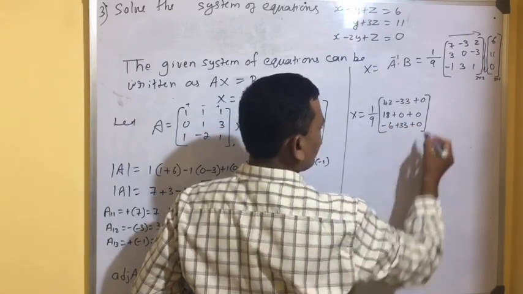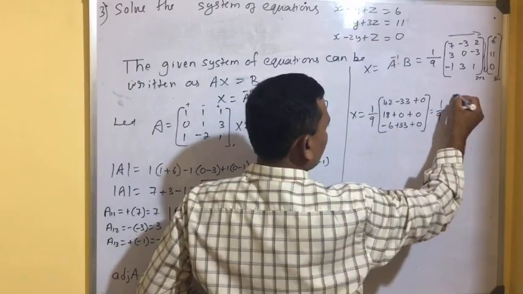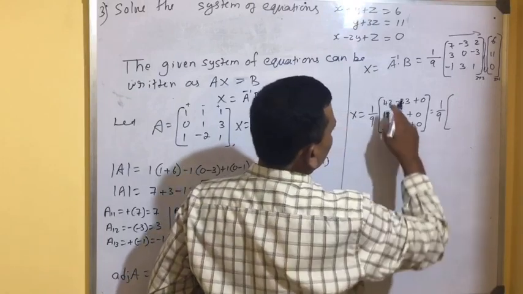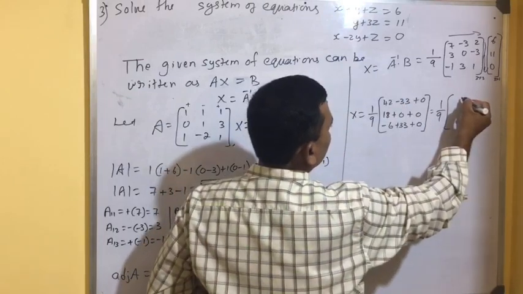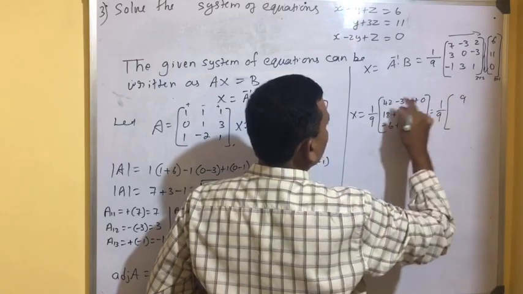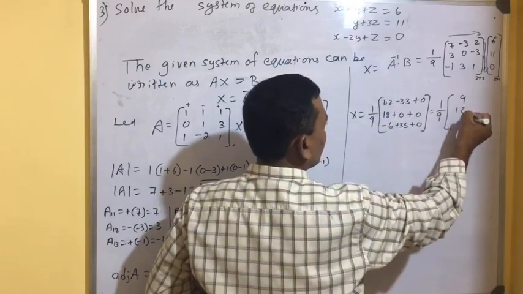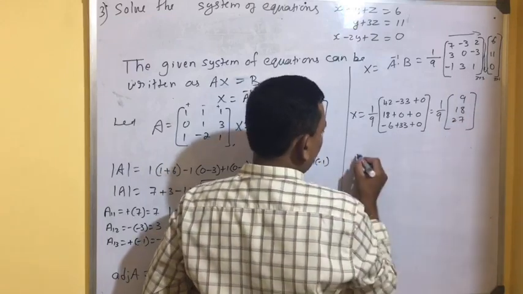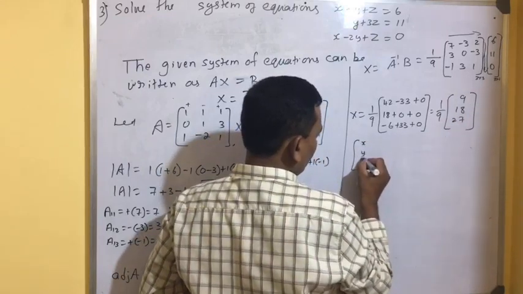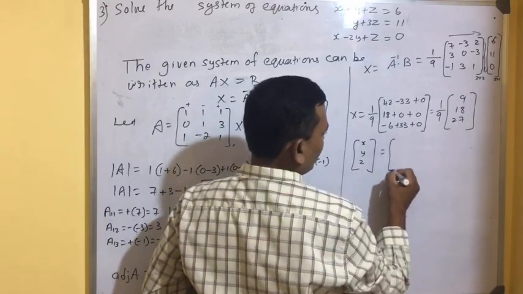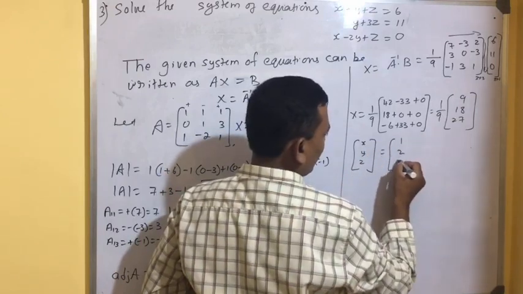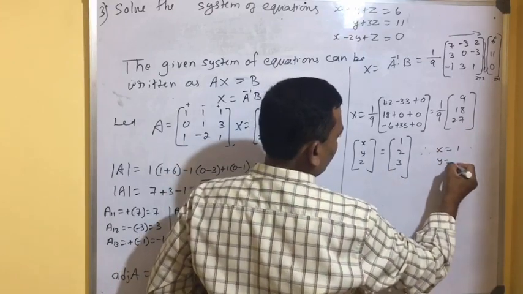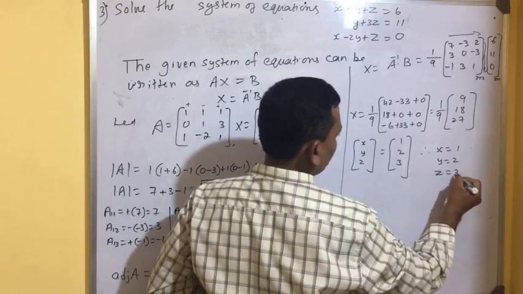is 0, which is equal to 1 by 9 into 42 minus 33. So that is 9, 3 minus 3 is 0. This is 18. This is minus 6 plus 33, which means it is 27. So X, Y, Z, if you divide by 9, is 1 time, 2 times and 3 times. Therefore X is equal to 1, Y is equal to 2 and Z is equal to 3.